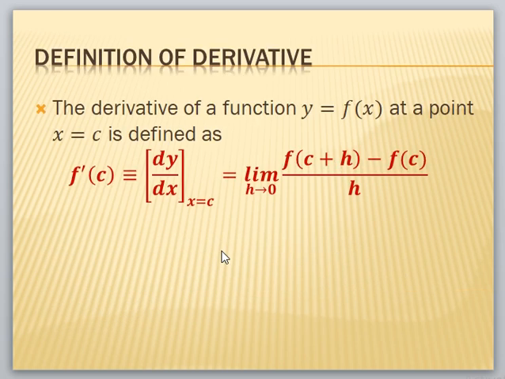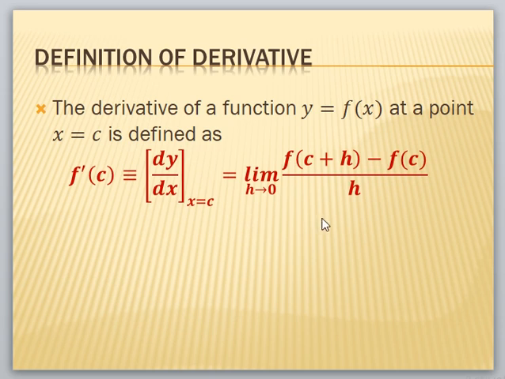Now first we look at the definition, because this is very much required to understand the geometrical interpretation. You know that we can define the derivative of a function y = f(x) at a point x = c by this formula, by this limiting value: limit h tends to 0 of [f(c + h) - f(c)]/h. That is this. And this limiting value we will require when we explain the geometrical interpretation or geometrical significance.